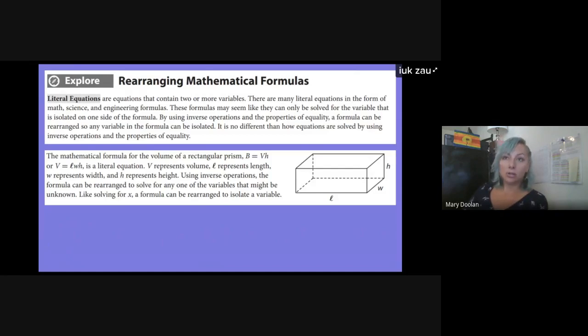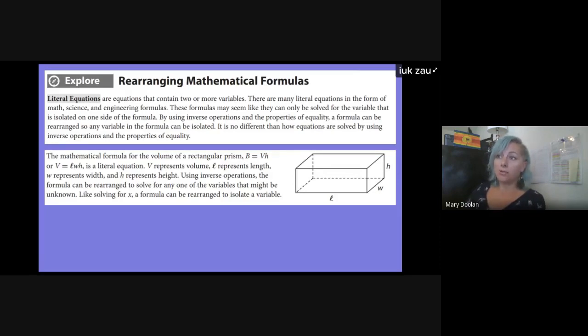And our definition of a literal equation: equations that contain two or more variables, two or more unknowns. There are many literal equations in math, science, and engineering. These formulas may seem like they can only be solved for a variable that is isolated on one side of the formula, because they'll usually be presented a certain way. But by using inverse operations and properties of equality, the formula can be rearranged so any variable in the formula can be isolated. It is no different than how equations are solved by using inverse operations and properties of equality.